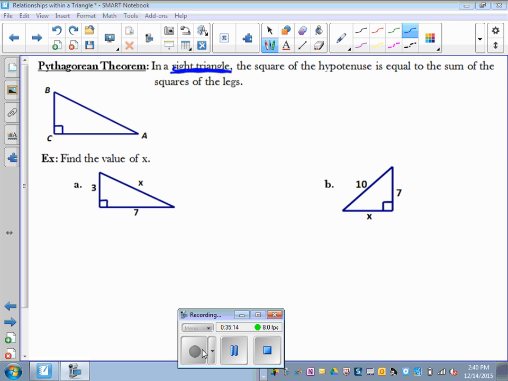So our legs are the other two sides. We square those, add them together. It should equal our hypotenuse squared. So for our picture here, triangle ABC, you'll often see this done. The side opposite of angle C, let's call that little c.